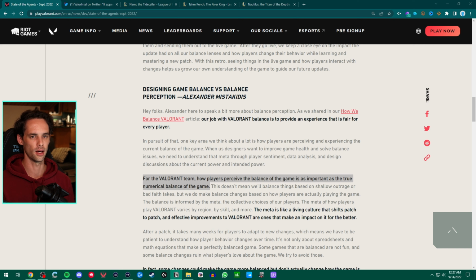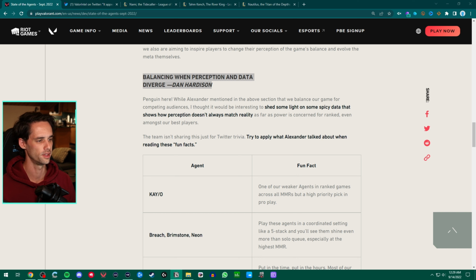Balancing a game comes with a lot more nuance than a lot of players suspect, and it's not always about achieving a balance that is perfect, but rather one that feels fun and gives players a good experience. Next, they discuss balancing when the perception and data diverge. This means that the perceived changes don't always match reality.